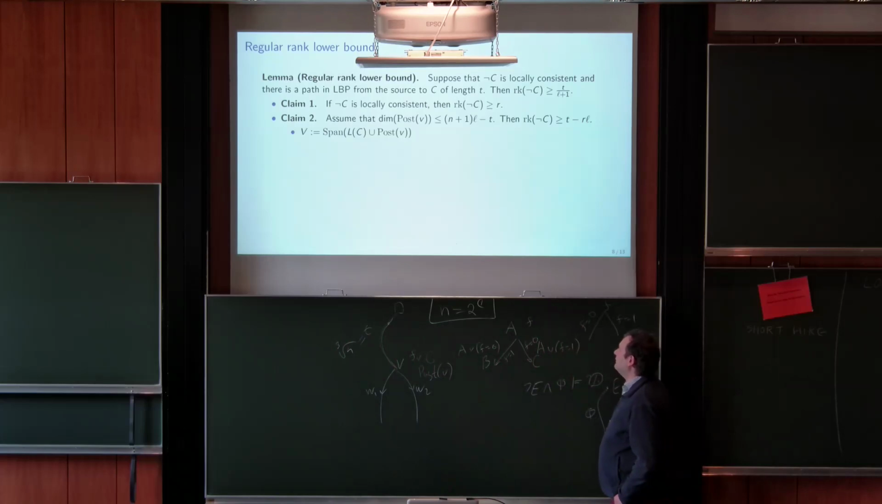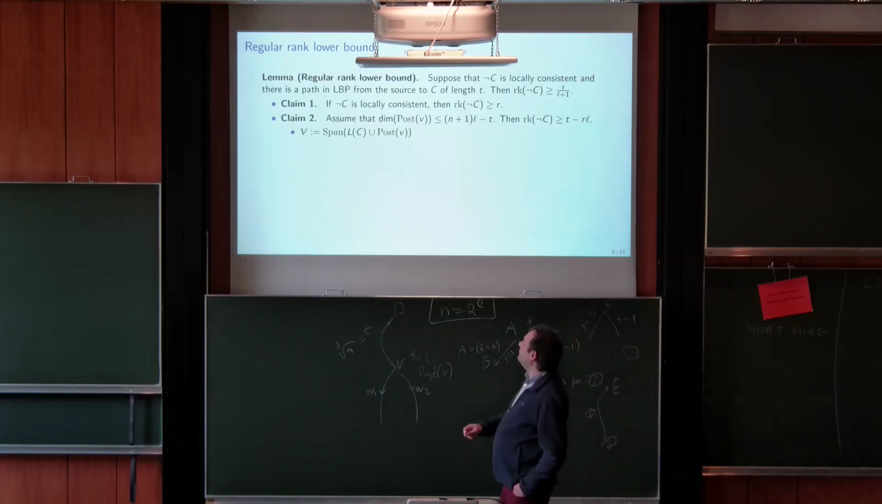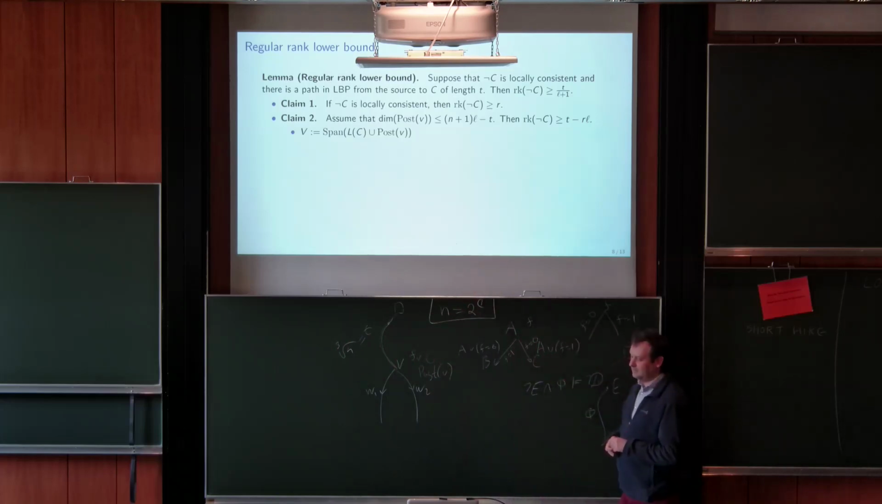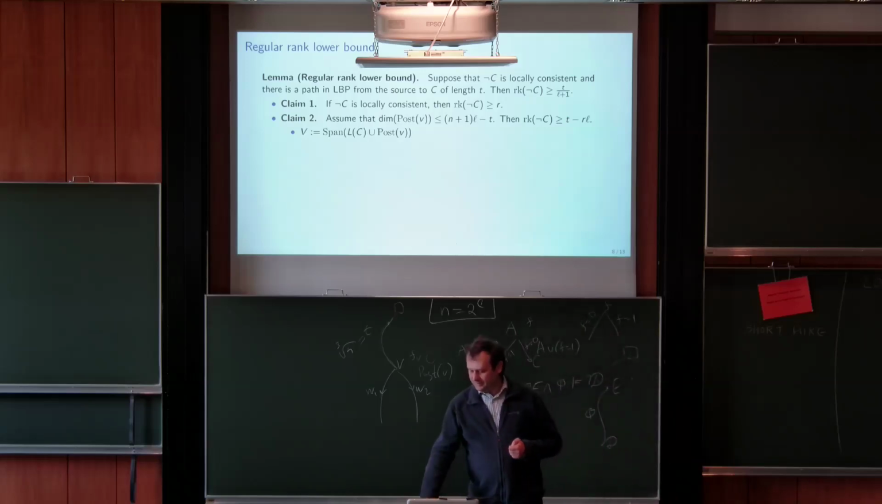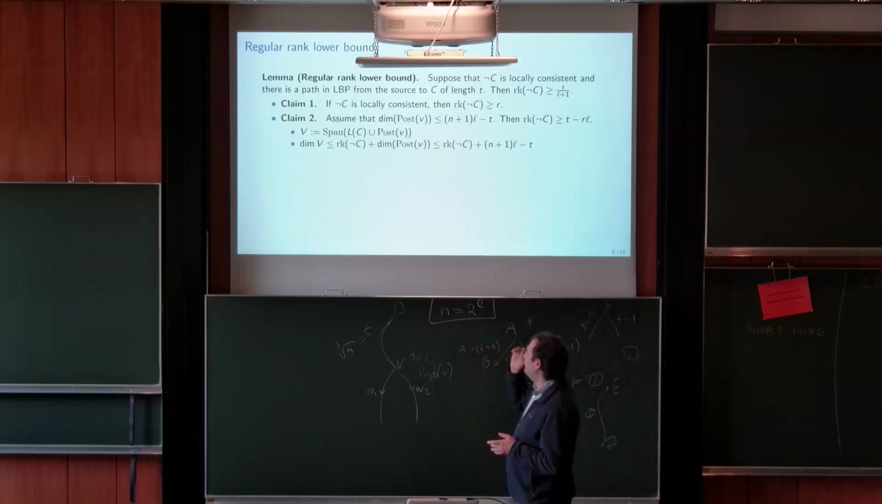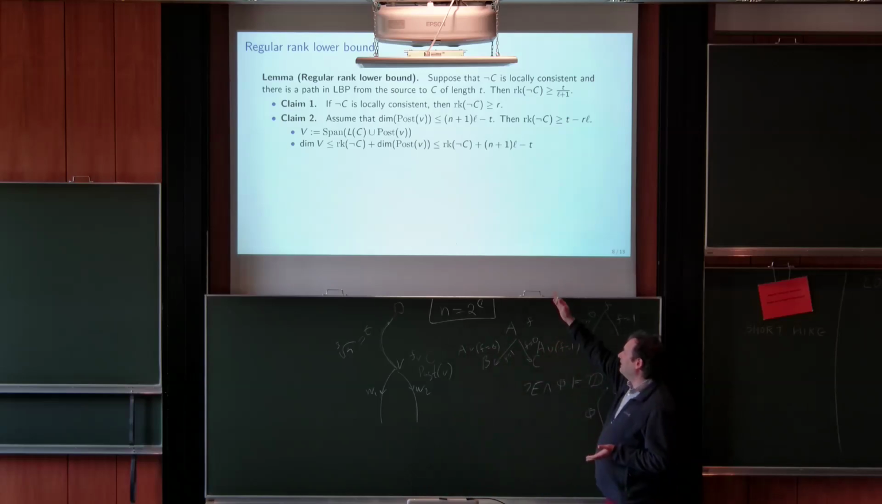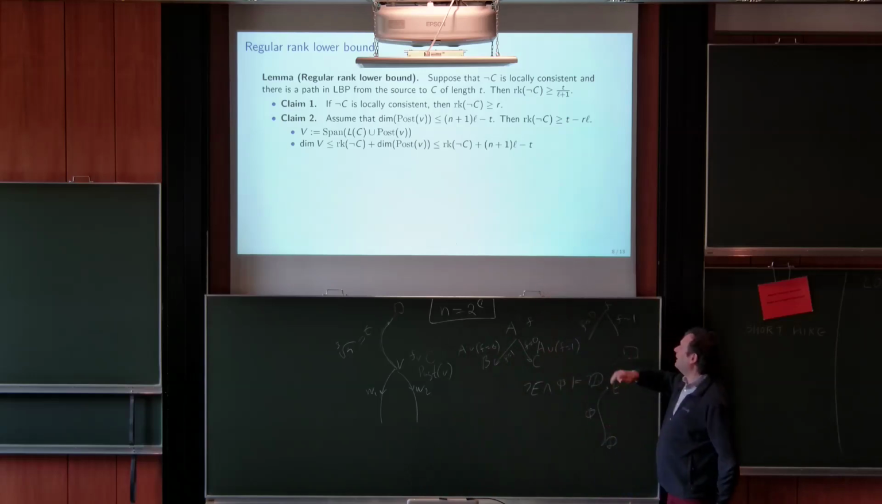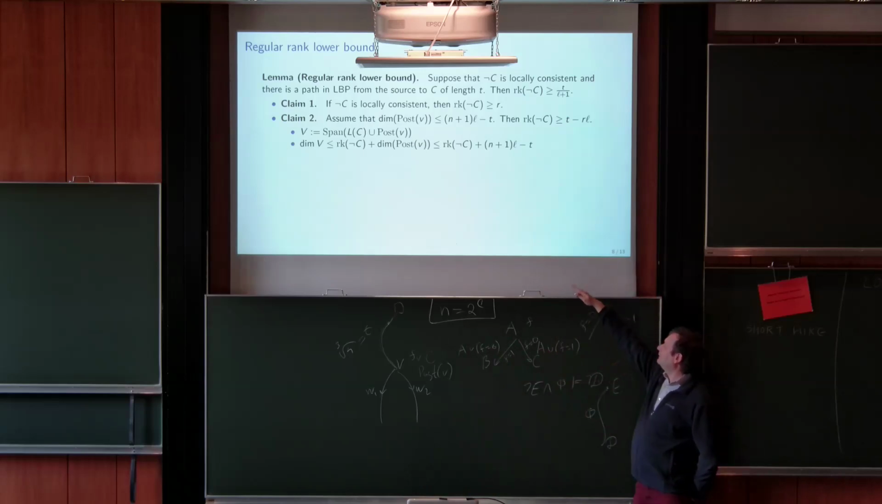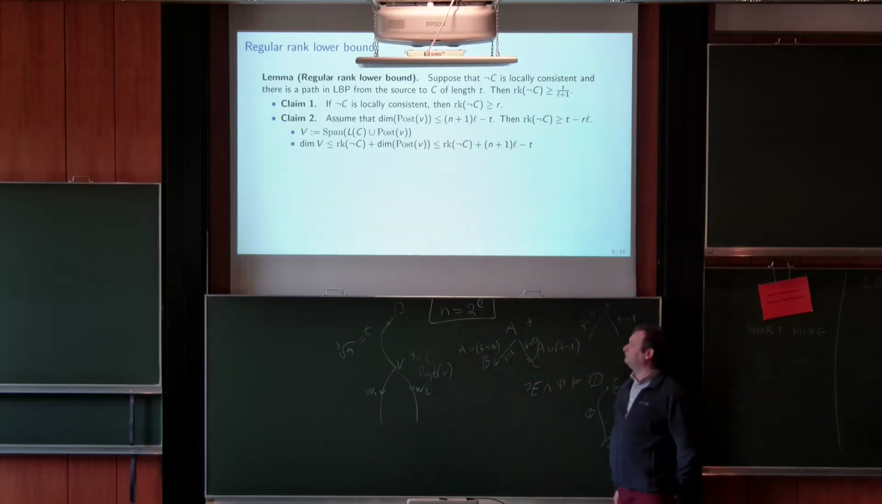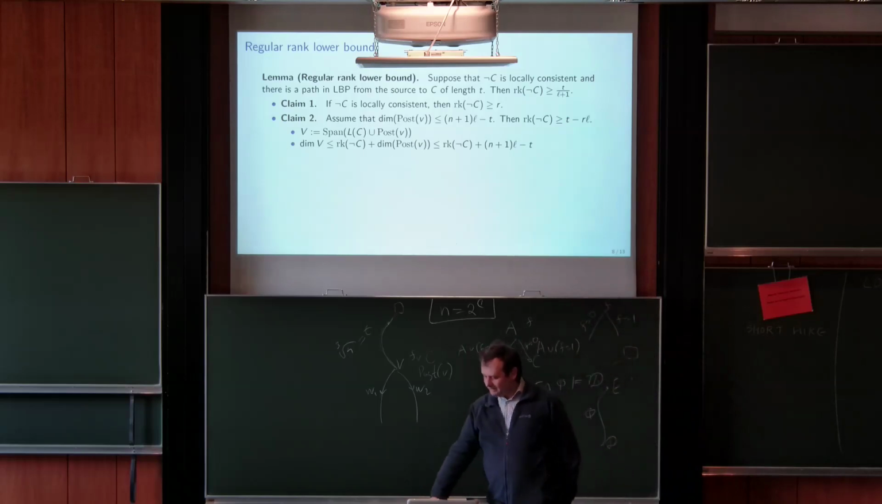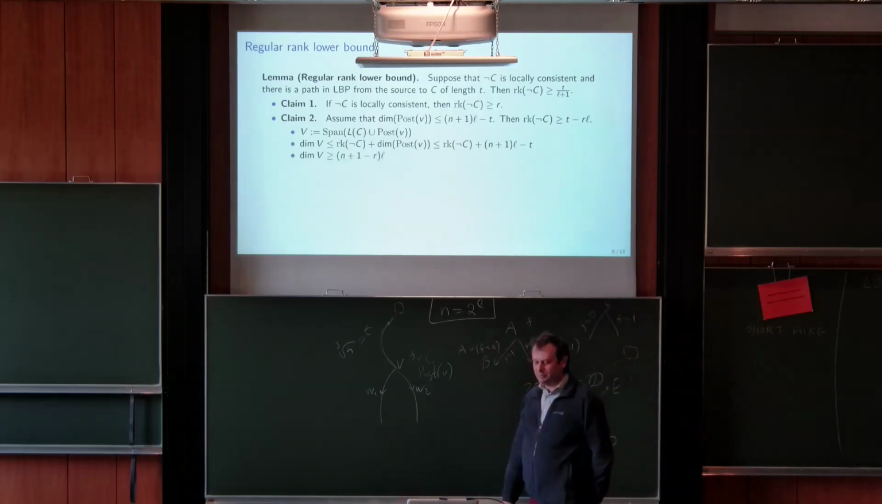Okay, and to prove this claim, we consider the following vector space. We consider all linear forms that are in clause C, and also all linear forms below post of V, and consider their span. And let us estimate the dimension of this. The first estimation is trivial, by the definition of this linear space. It is at most the rank of C plus the dimension of post of V, and by our assumption, this is at most the bound. Okay, but now we can also estimate it from below.